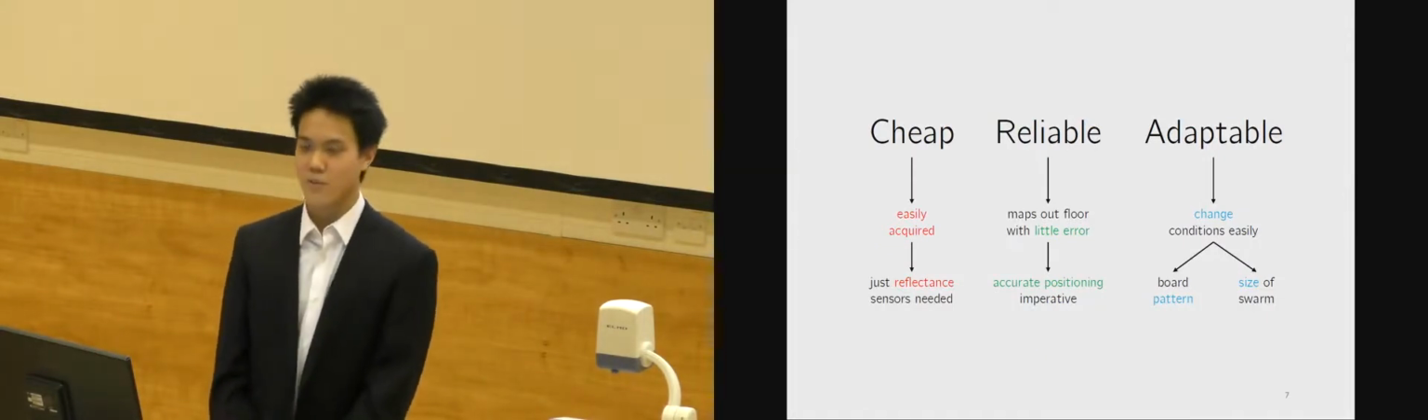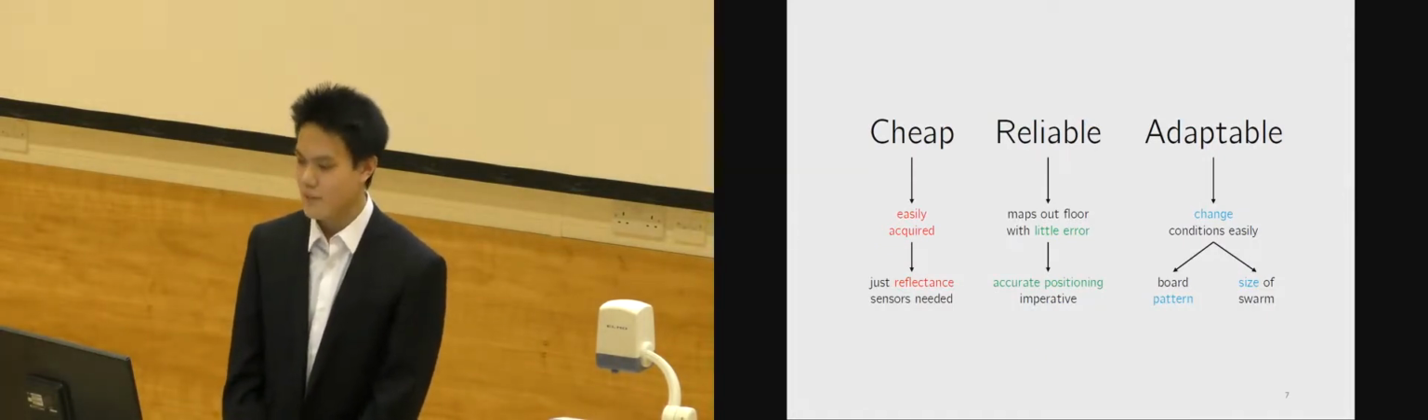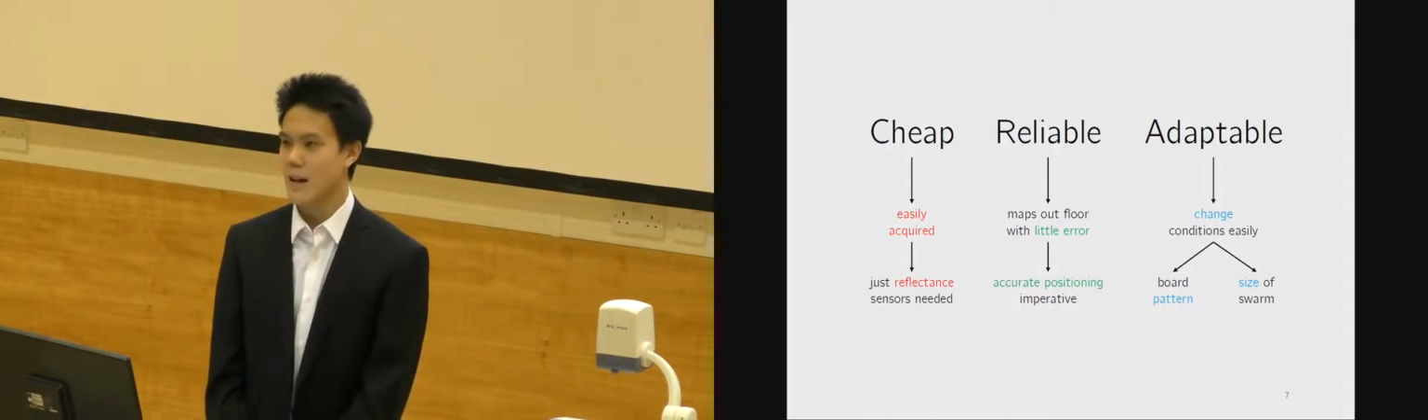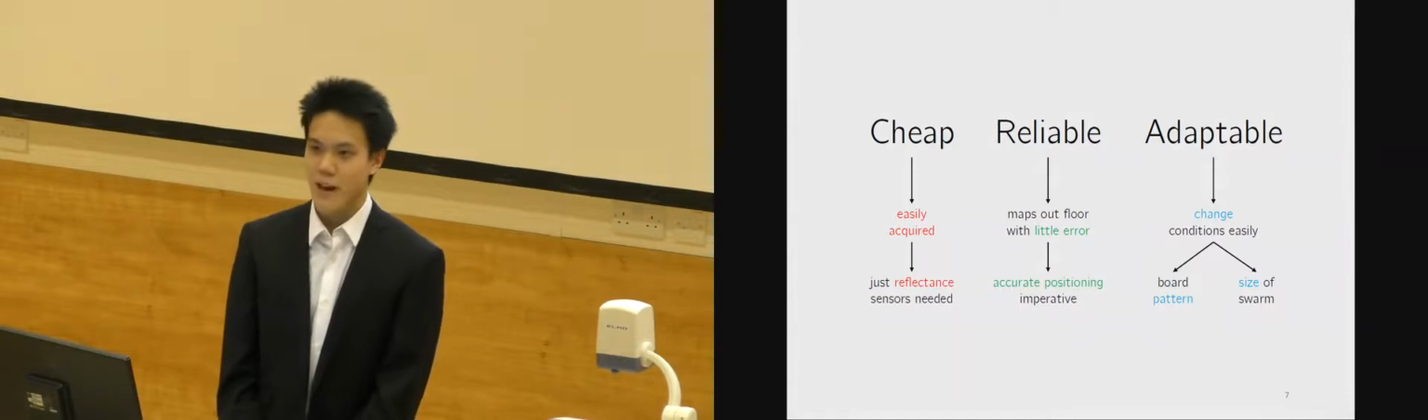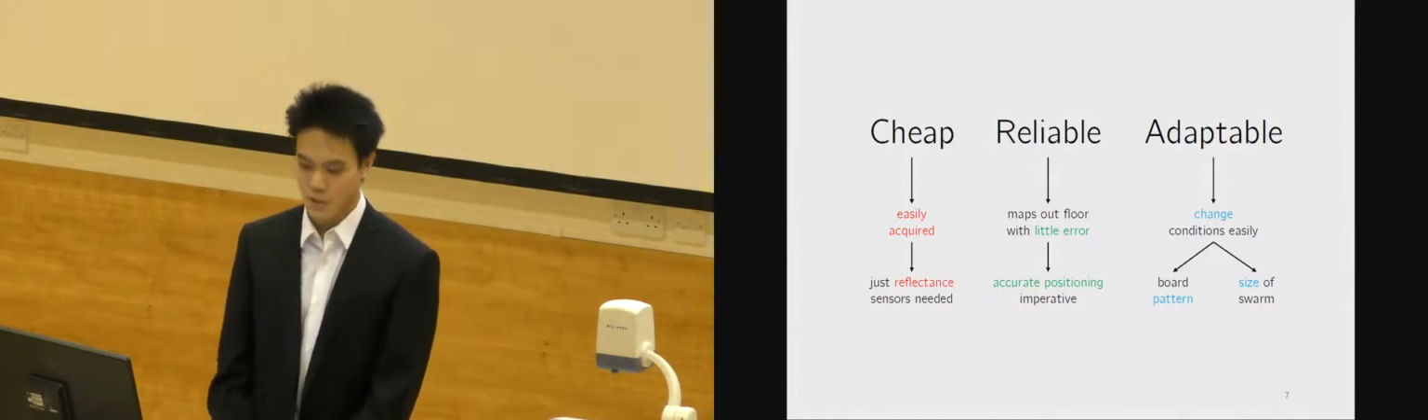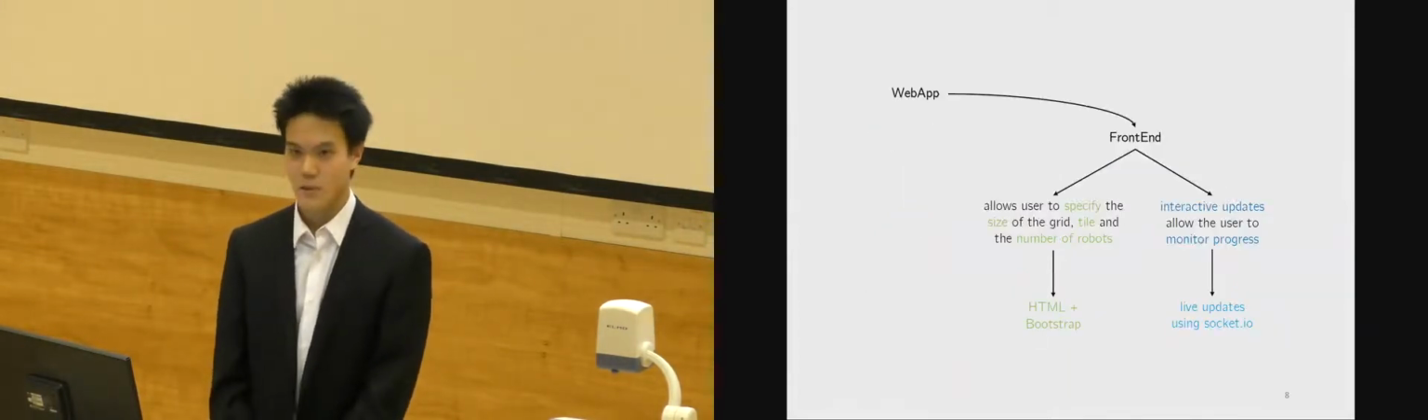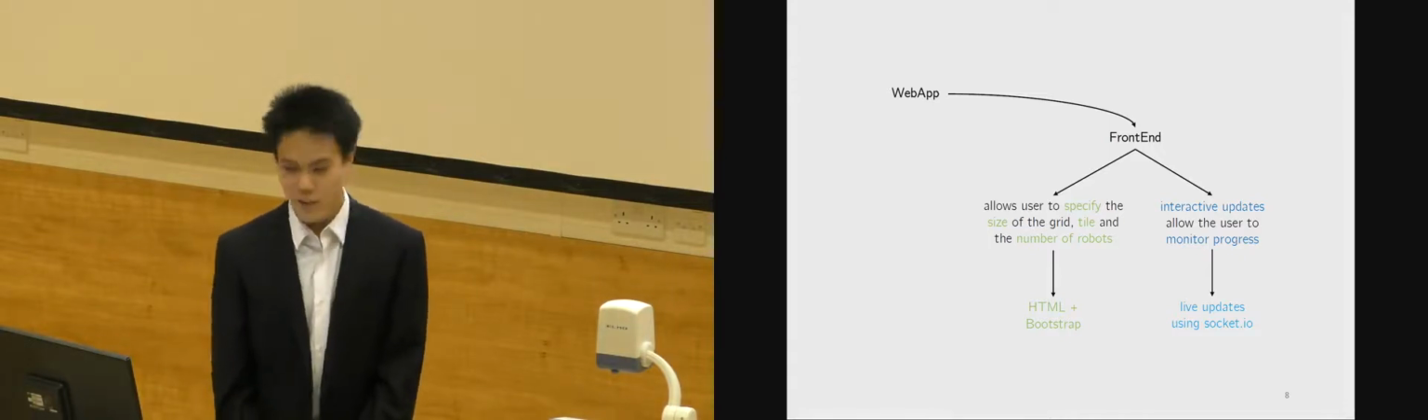The project had three key features in mind. It had to be cheap, reliable, and adaptable. This was so that we could have any number of robots possible to map out any possible flaw with just using reflectance sensors.